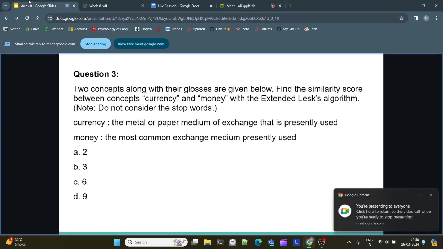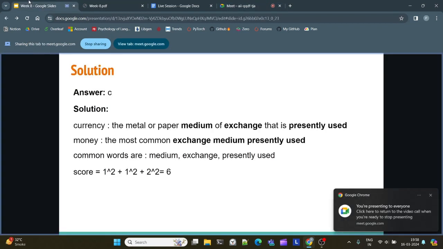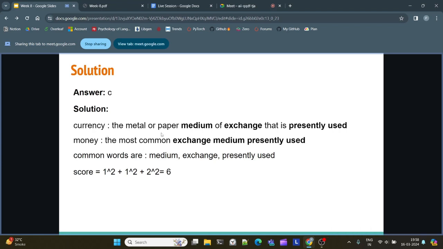All right. Let's see. As she mentioned, we need to see what the common words in the glosses are. So the common words are medium, exchange, and presently used. Now, what is the formula to compute the score? The formula is we need to see what the unigrams, bigrams, trigrams, and so on are.